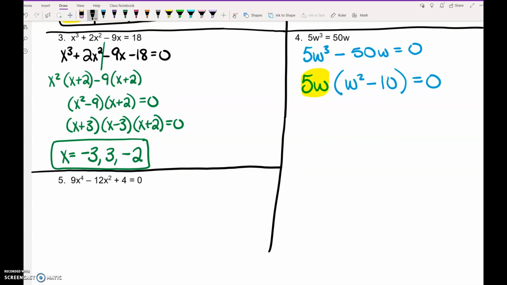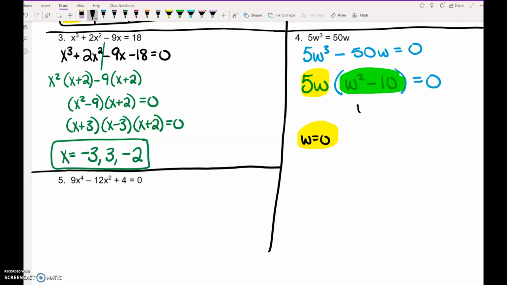Okay, so first of all, the yellow piece. What is our solution for the yellow piece? 0. Even if you have something like 5w to the 7th, and that's the only thing that you have there, your solution would be 0. If all you have is a monomial term, that w would have to be 0 to make that thing equal 0.